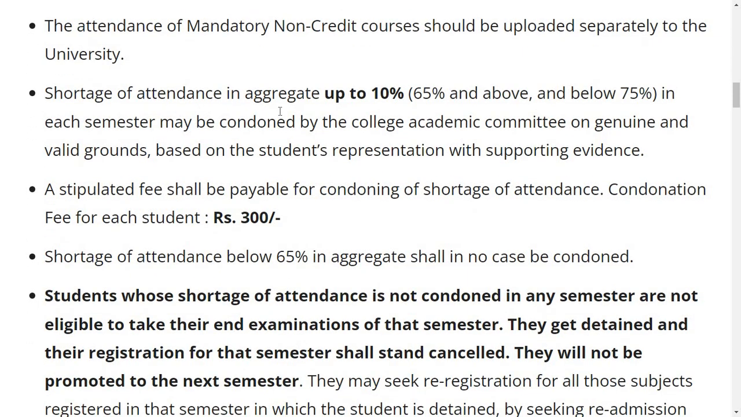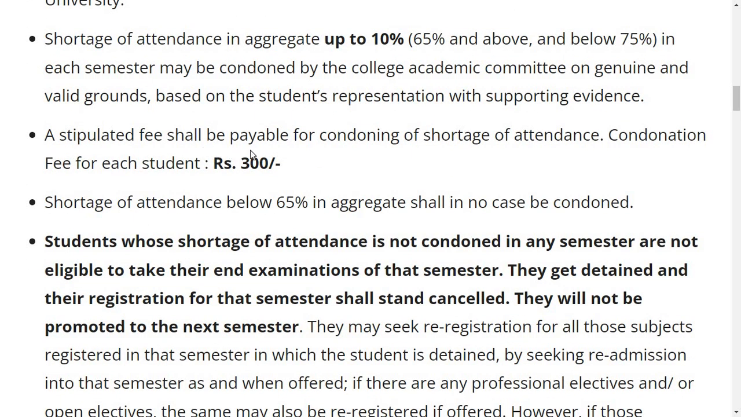And shortage of attendance in aggregate up to 10%, 65% and above and below 75%, each semester may be condoned by the college academic committee. So they are saying that in order to attend the end semester examination, you should have a minimum of 75%. But they are giving one more chance: students who have 65% and above, and 75% or below, can also write the end semester examination. If you have less than 65%, then you will have to pay the condonation fee.